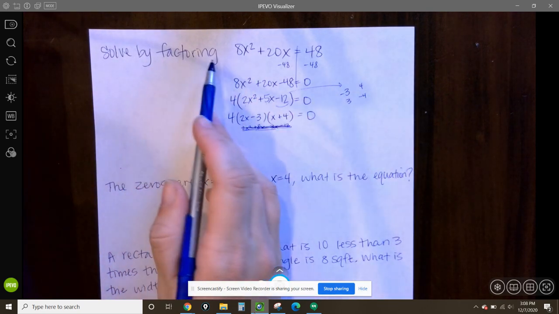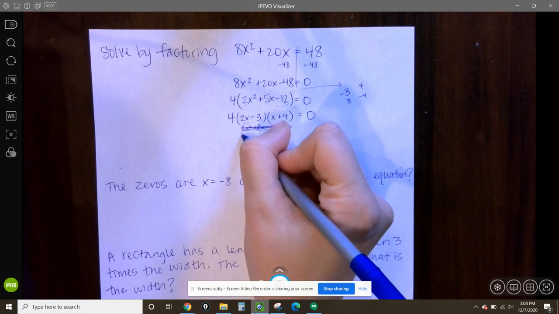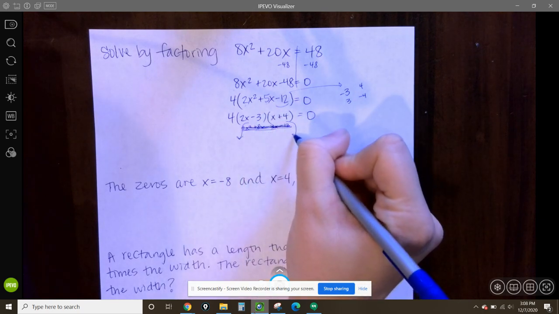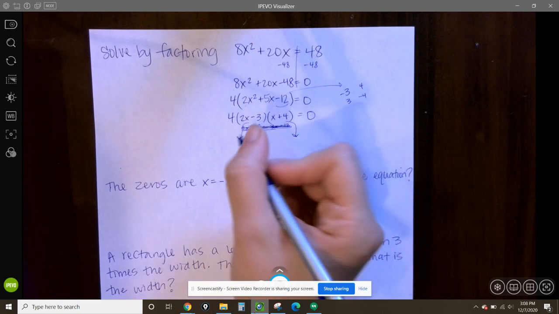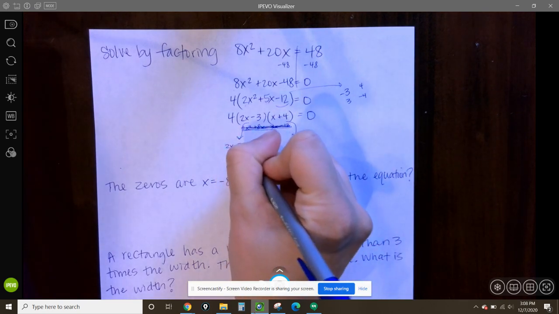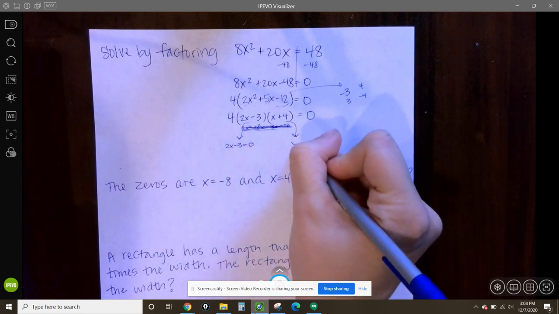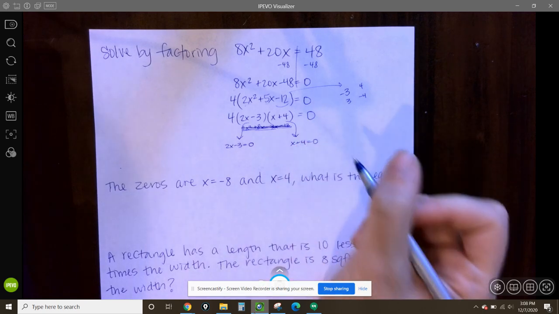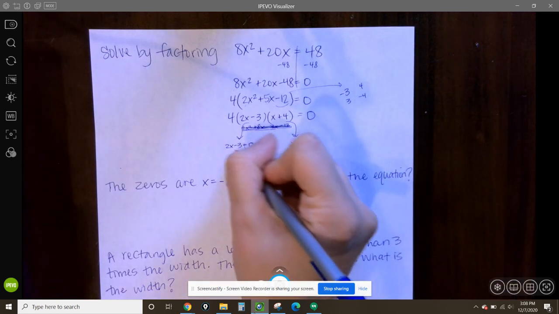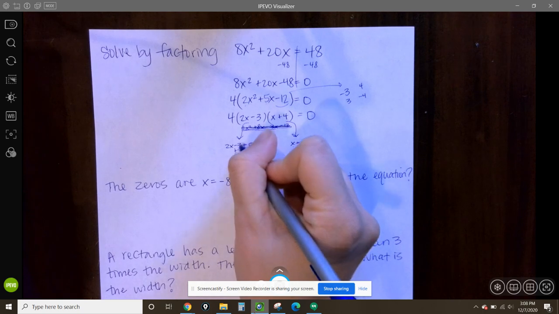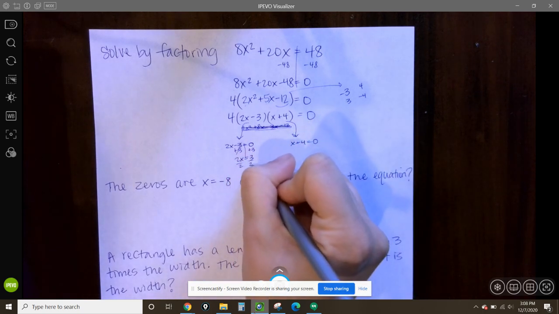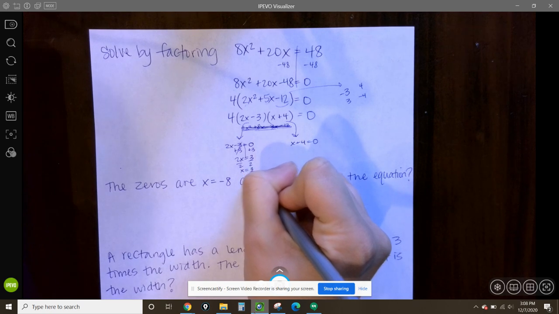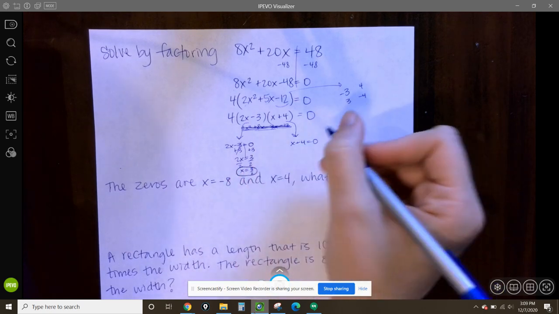So now I actually have to solve these. So I know that either this one equals 0 or this one equals 0 because the entire equation equals 0. So I do 2x minus 3 equals 0 and x plus 4 equals 0. And I'm going to solve those. So I add 3 to both sides. So 2x equals 3, divide by 2. So I get x equals 3 halves for one of them.